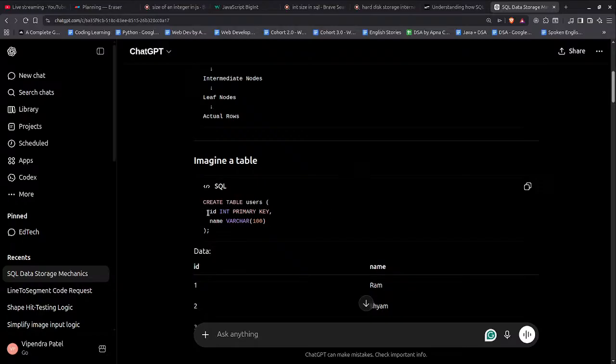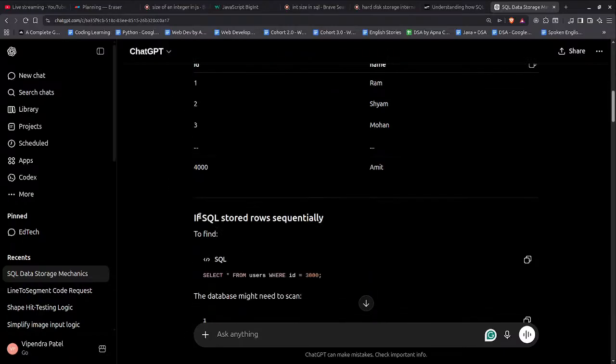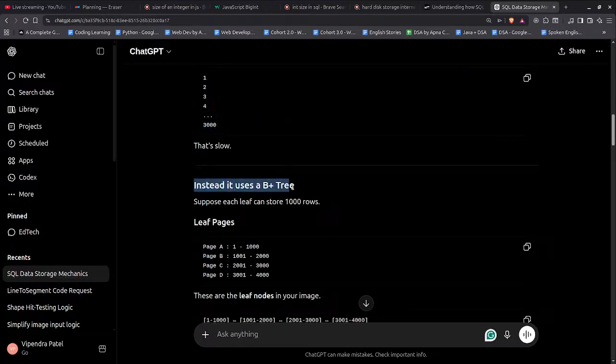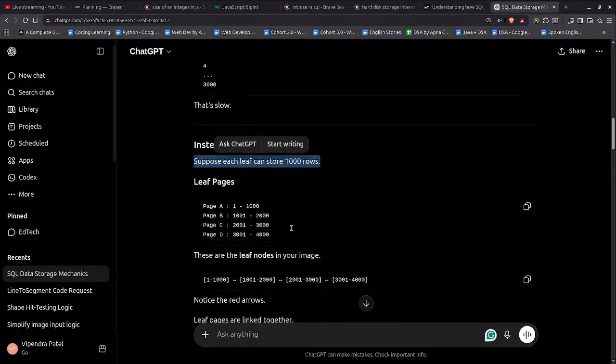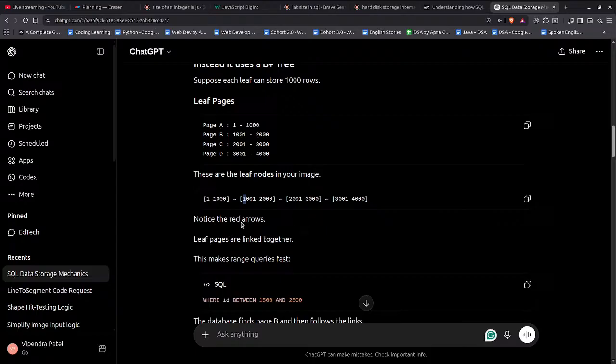Coming back to this one, imagine this particular thing, and the id is ram, and it just keeps going on. If SQL stored rows sequentially, to find this, the database might need to scan everything, which is slow. So instead it uses a B plus tree. Suppose each leaf can store 1000 rows. So page A will have rows from 1 to 1000, then page B, page C. These are the leaf nodes in your image. Notice the red arrows.